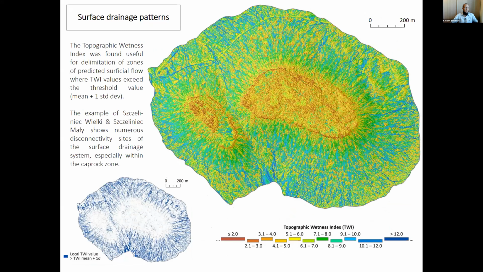And the third and final example is the use of topographic wetness index, which was found quite useful for delimitation of zones of predicted surficial flow. And we tested it in various topographic conditions: mesa, cuesta backslope, escarpment, and here's the example of the twin mesa of Szczeliniec Wielki and Szczeliniec Mały from Stołowe Mountains in Poland. And you can see the numerous disconnectivity sites of the surface drainage systems within the hilltop of the caprock zone.